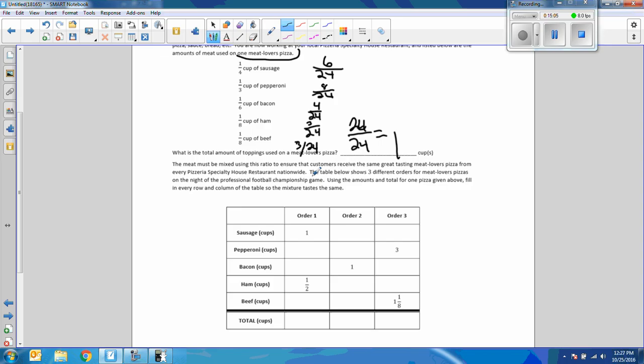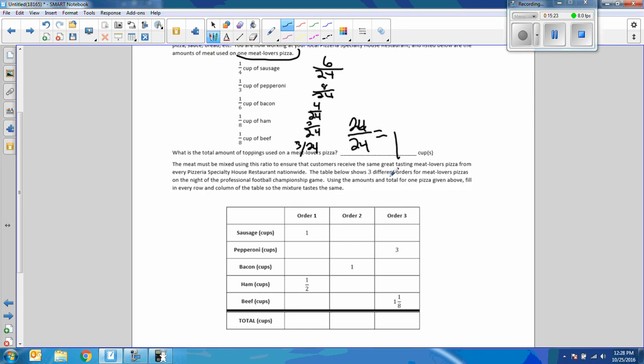So if I went into a pizzeria specialty house restaurant in New York State, I would get the same exact pizza as I would if I walked into one in California, because they come from the same manufacturer, the food comes from the same warehouse, and if they use the same measurements, the pizza will be identical.